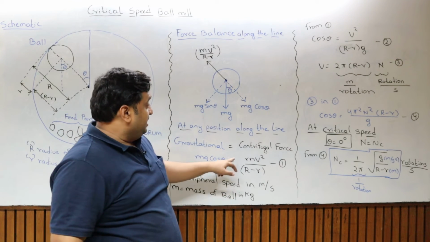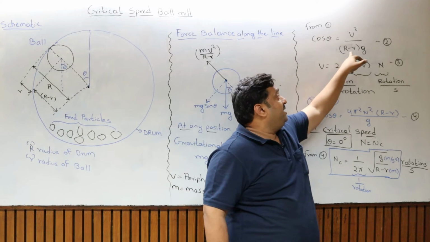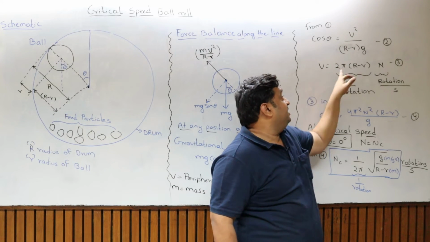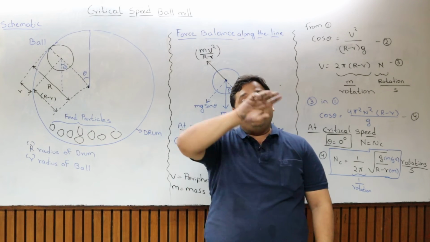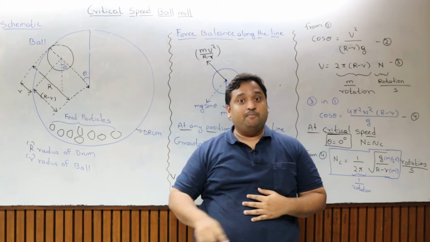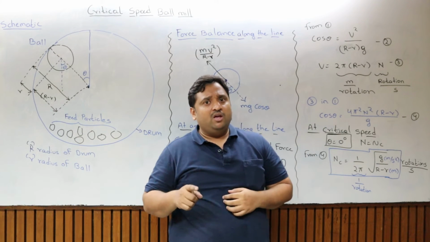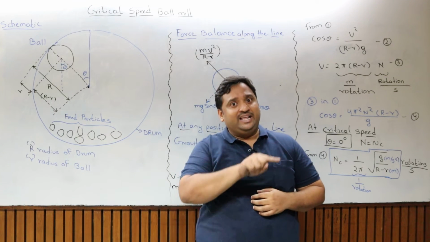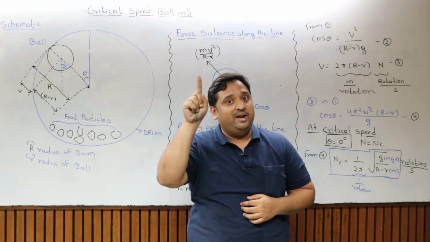Okay. When you equate these two, cos theta is equal to v square by (R minus r) into g. What is v? Peripheral velocity. Peripheral velocity means how many meters per second the ball is getting rotated. You know, if one rotation is covering the distance of 2 pi r, but here the radius is R minus r.